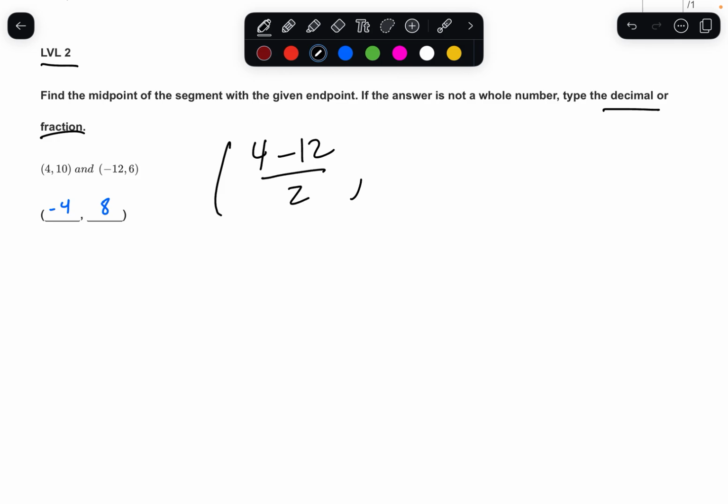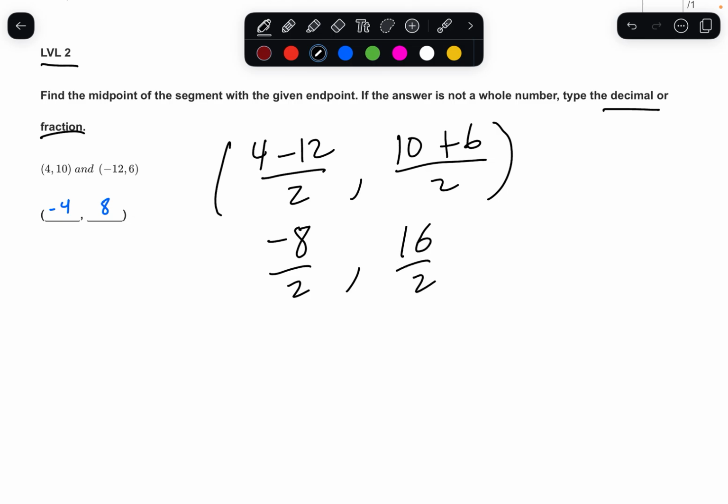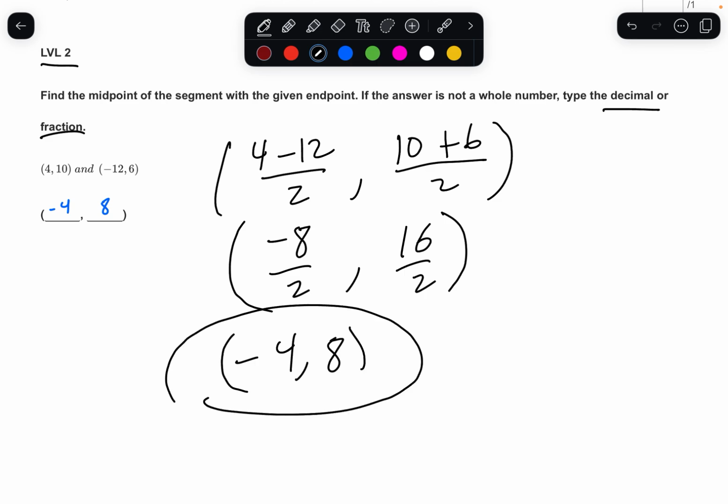And then the y values are 10 and 6. We are adding and dividing by 2. This is -8 divided by 2. This is 16 divided by 2. And that is the coordinate -4, 8. Crushed it, loved it.